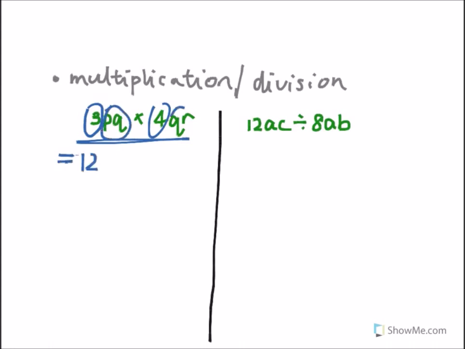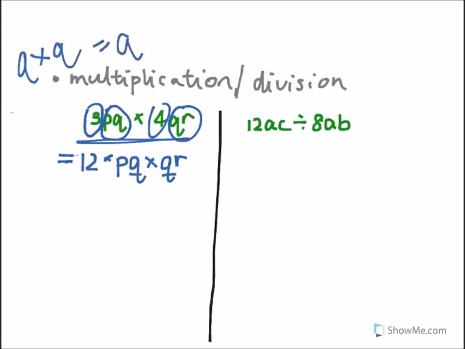And now let's go to the variables. So I'm just going to write pq multiplied by qr. Here we see that there are two q's. An easier way to write this is q squared, because that's what q squared means. So it's going to be 12p q squared r.